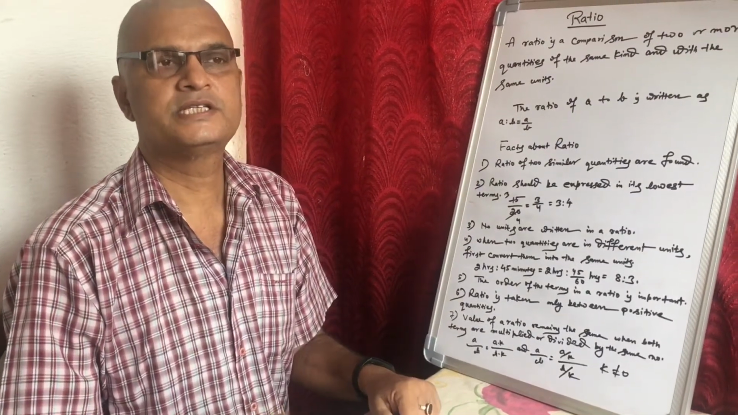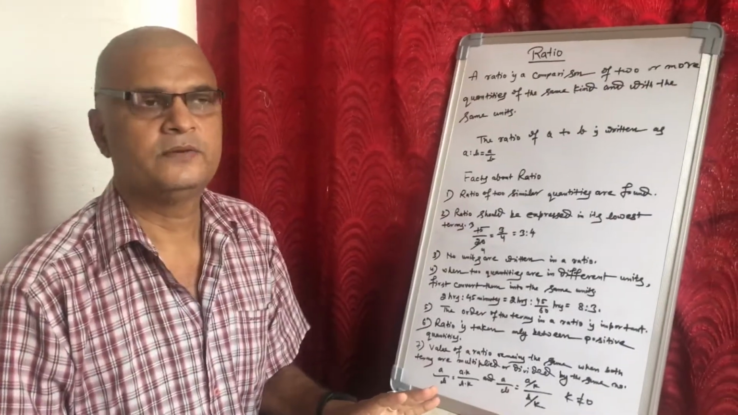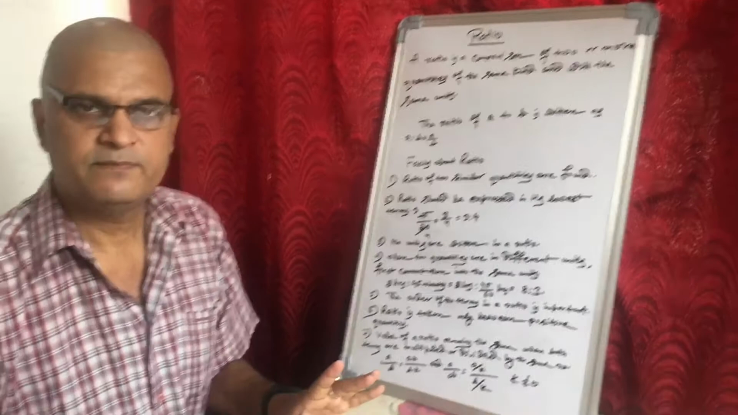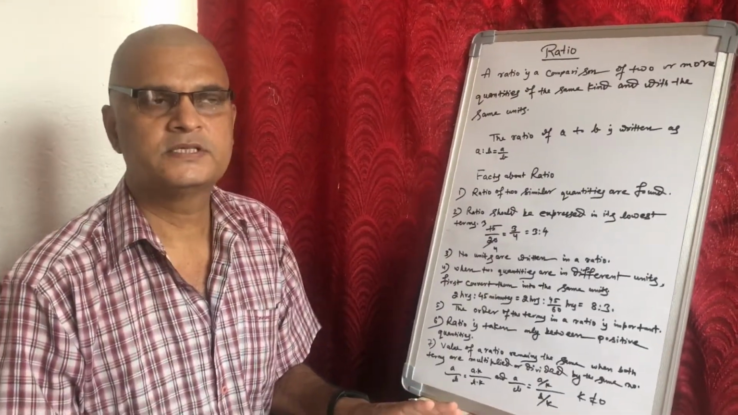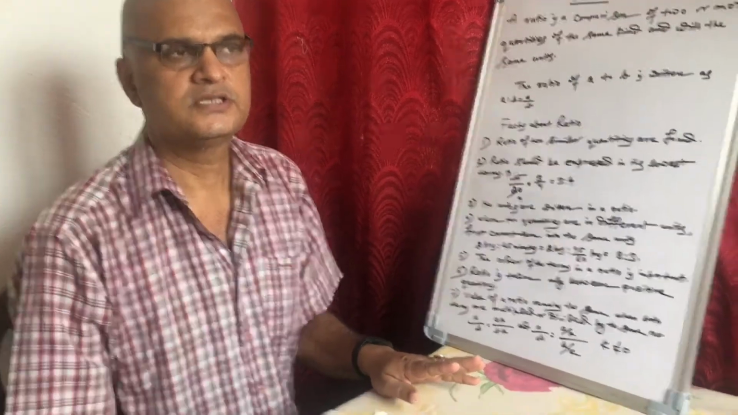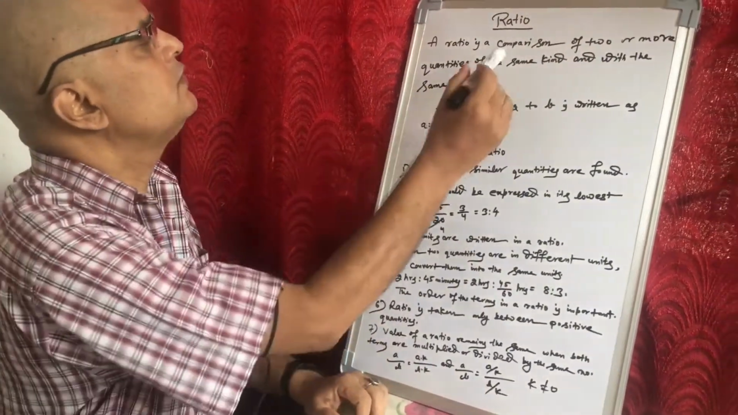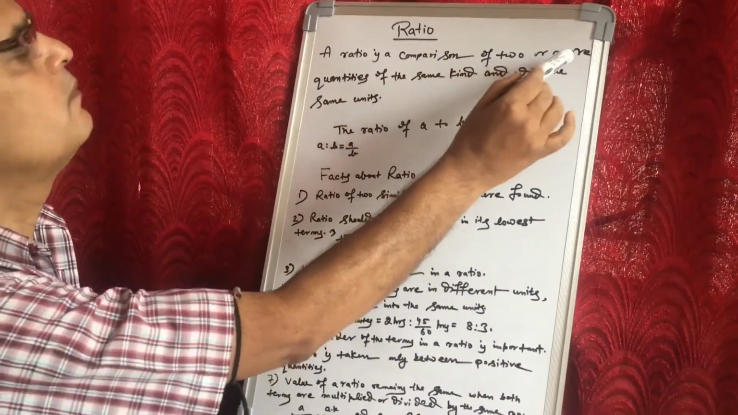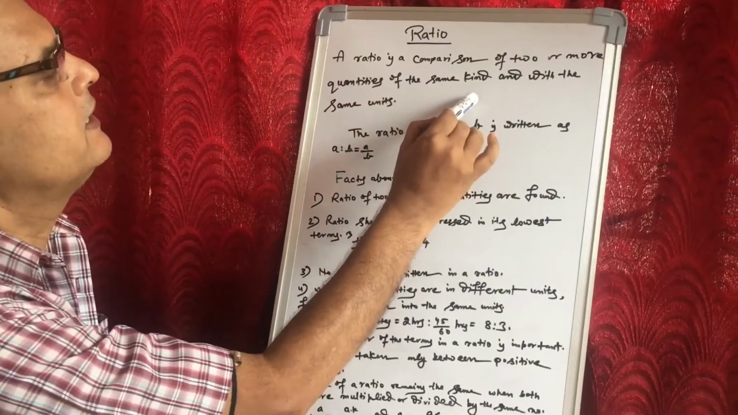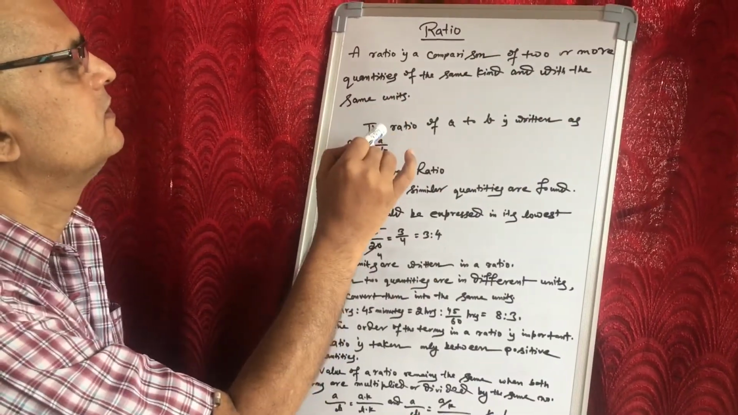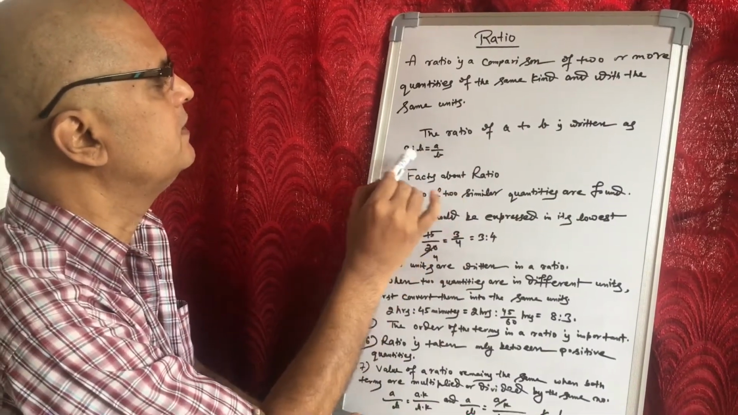Today I am going to discuss the basic knowledge of the ratio. It is very important to know in order to solve the problems related to the ratio. So you see the basic thing. What is ratio? A ratio is a comparison of two or more quantities of the same kind and with the same units. The ratio of A to B is written as A by B.